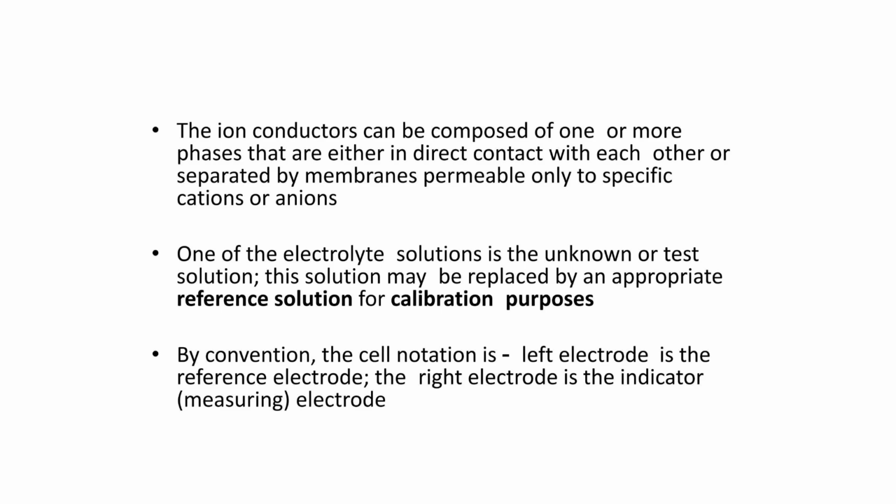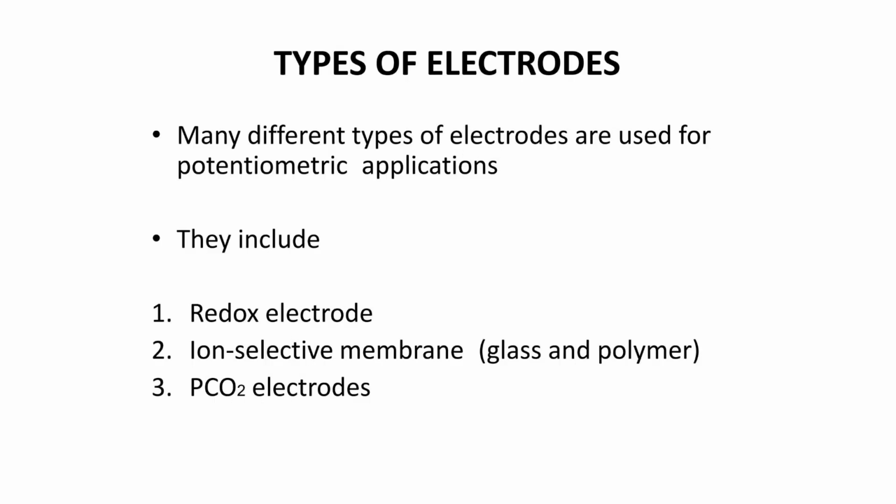In solid state membranes, the crystal lattice parameters permit only the target ionic species. It allows ions to hop between vacancy sites and establish the charge balance. This offers immense mechanical stability for maintaining long operational lifetimes. And these are the types of electrodes: redox electrode, ion selective electrode and PCO2 electrode.